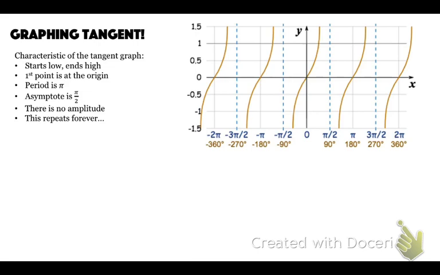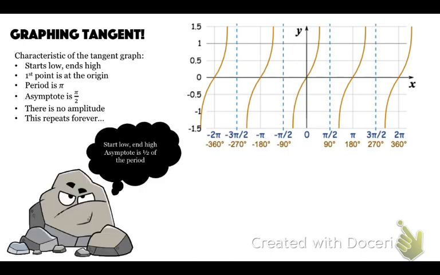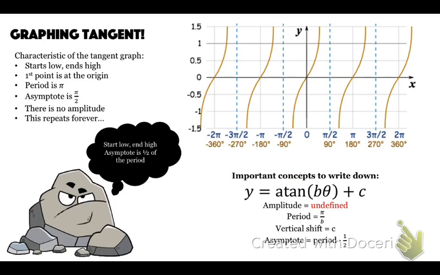Asymptote is pi halves. There's no amplitude, because amplitude is a high point, and in this graph it goes up forever, it goes down forever, which means you cannot have a high point there, and it repeats forever and ever and ever. So you start low, you end high. So here, the amplitude is undefined.